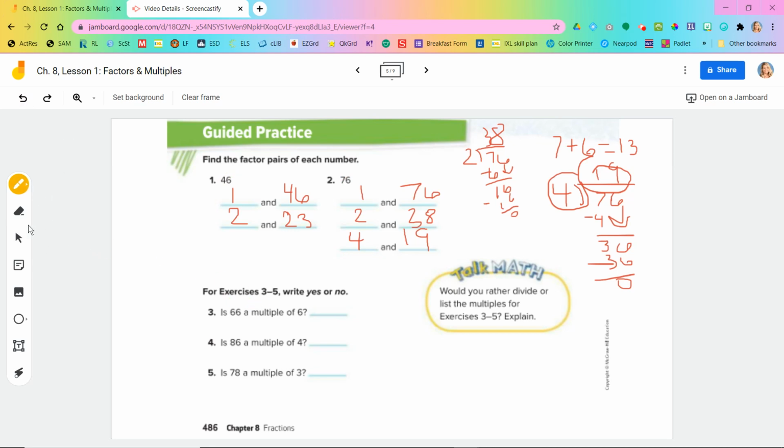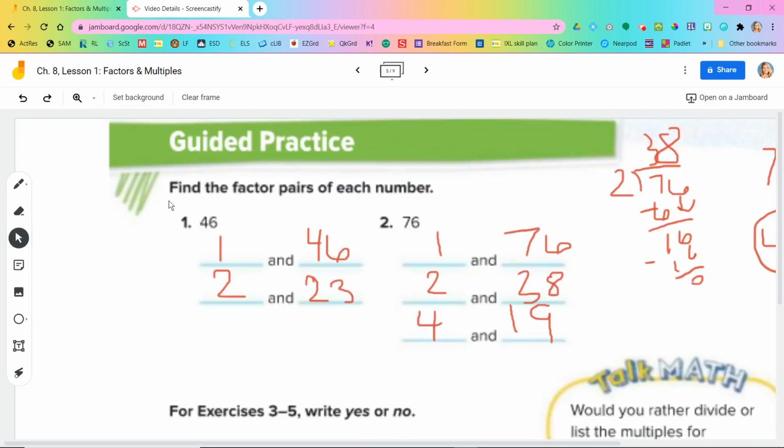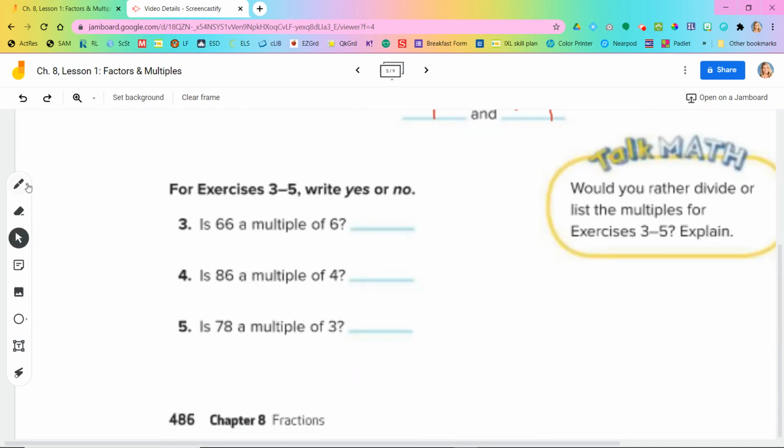Now, let's look at a few more problems that you may see. Let's make this a little bit bigger. These are an example of some problems they may ask you. Is 66 a multiple of 6? Now, right here, yes, because 6 times 11 is 66, so that's a yes.